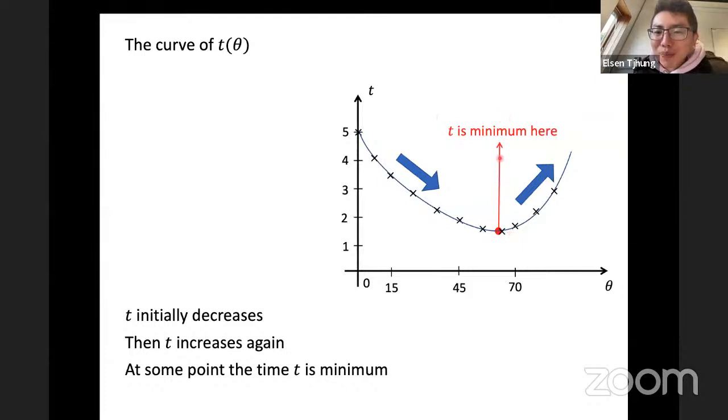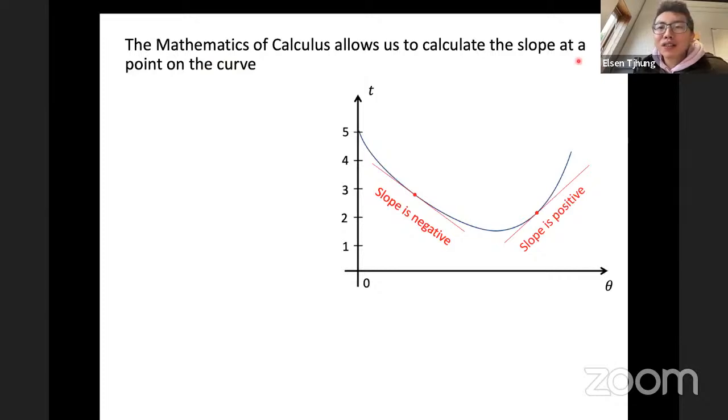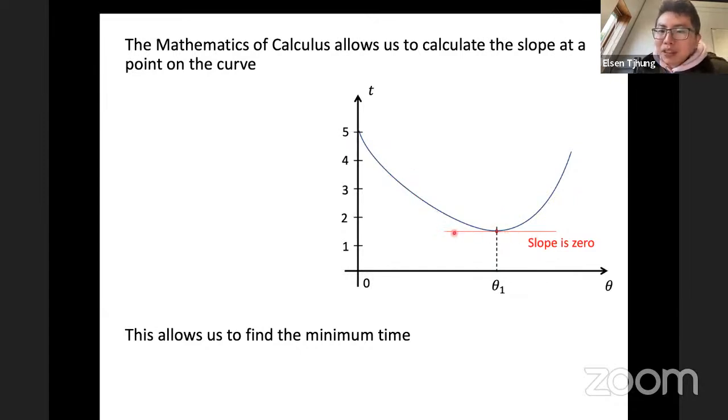So the question is, how do we find this minimum? This is where we use mathematics. The mathematics of calculus, you will learn this in A-level maths, basically. The mathematics of calculus will allow us to calculate the slope at any point along the curve. For example, at this specific point, the slope is negative. Negative slope means that the time is decreasing as the angle theta is increasing. And then at this specific point, the slope is positive. So a positive slope means that the time is increasing as the angle theta is increasing. So we can use this fact to find the minimum time, because at precisely the minimum time, the slope is actually zero.